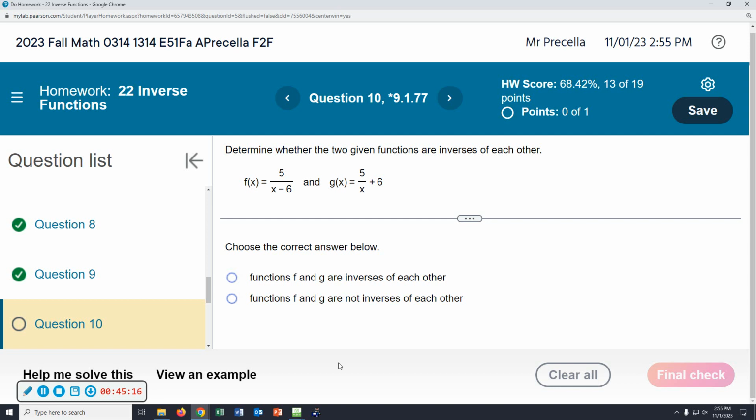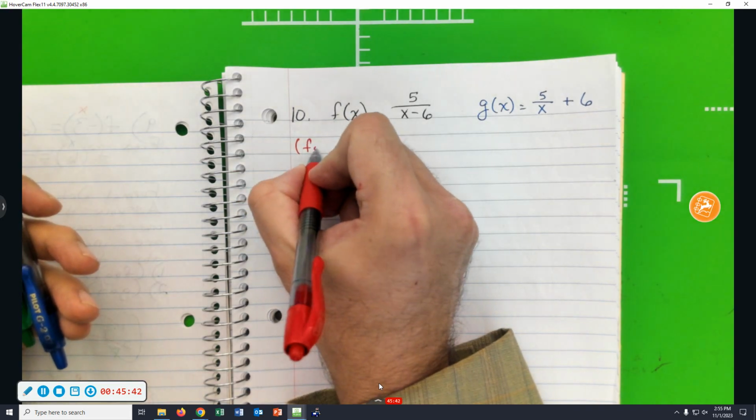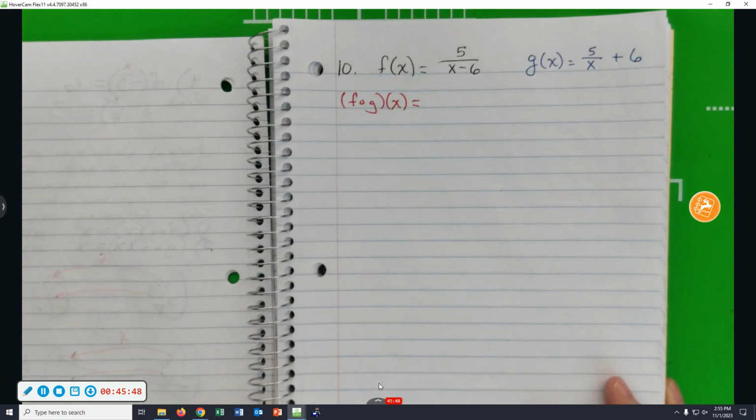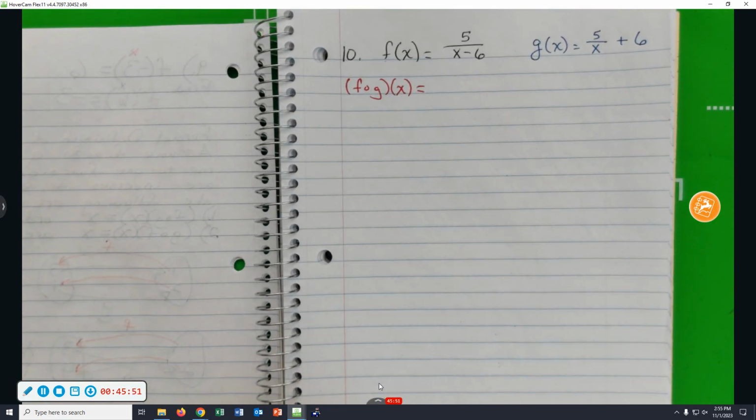So let's see. This is a good problem to remind you of composition of functions. f of x is the fraction 5 over x minus 6. g of x is the fraction with 5 on top and x on the bottom, and then there's a plus 6. Okay, so I've written it down. So we're going to first find f of g of x, or fog x. That means plug. Okay, do y'all remember what's on the outside? Which function's the outside function for fog x?